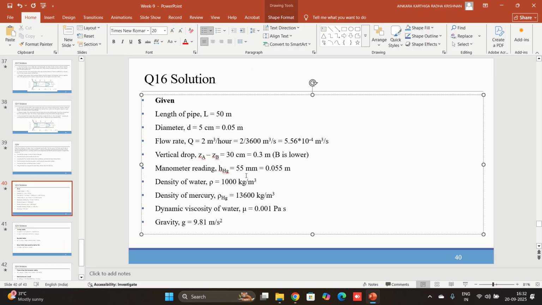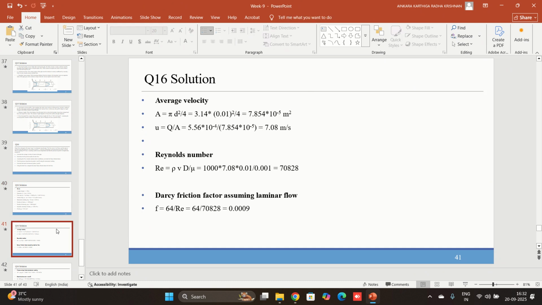Vertical drop is 30 centimeter, B is lower, so it is 0.3 meters. And manometer reading is 55 mm or 0.055 meters. And density of water is 1000 kg per meter cube, and density of mercury is 13,600 kg per meter cube. And dynamic viscosity of water is 0.001 pascal second, and gravity is 9.81 meter per second square. So those are the things now we have to change.